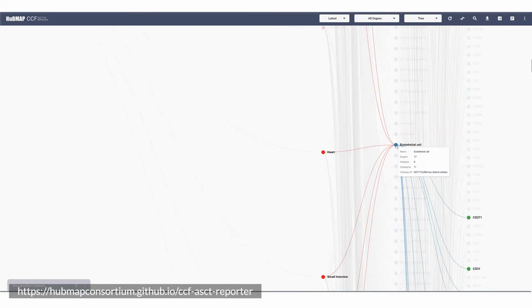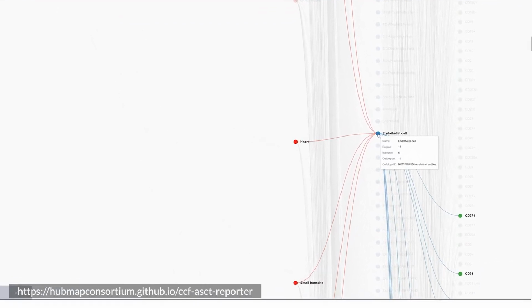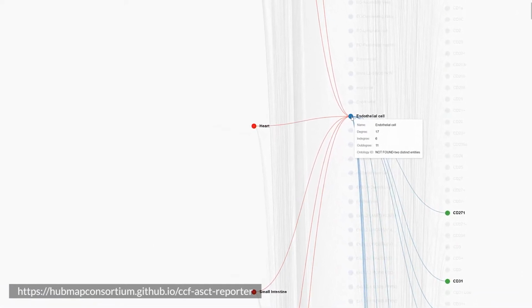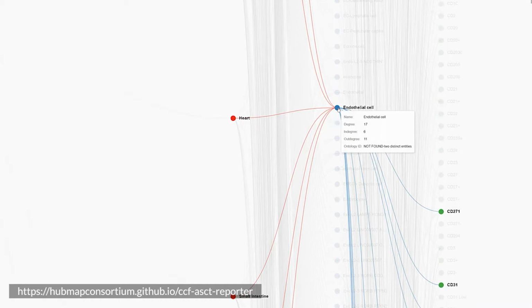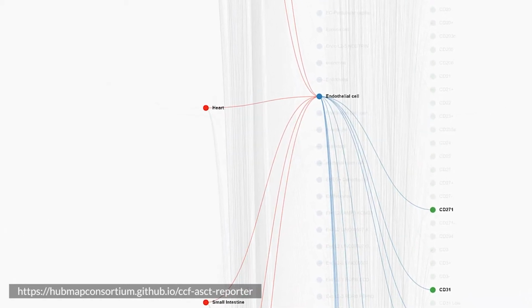You can do this not just for one organ, but also for now 10 organs and soon more. For example, you can search for a specific cell type across all 10 organs and start to understand in what organs that particular cell type exists and which biomarkers are commonly used to identify that cell type.